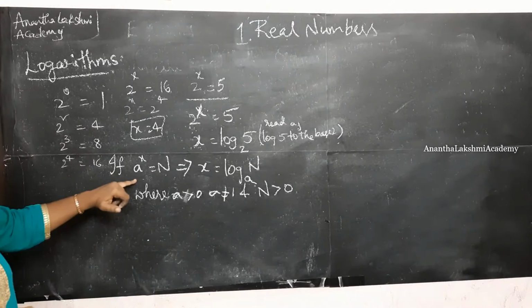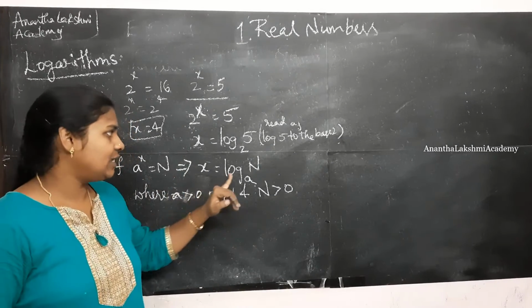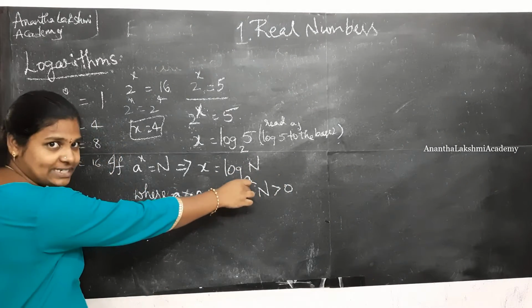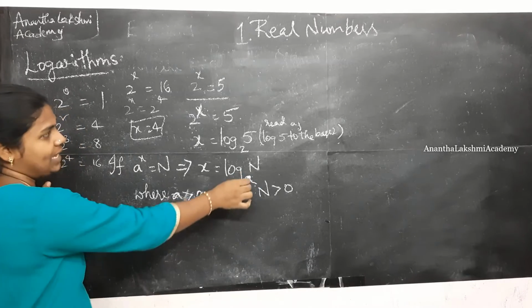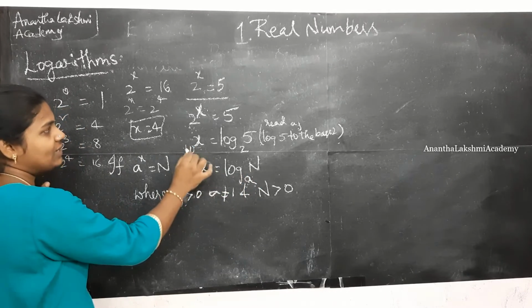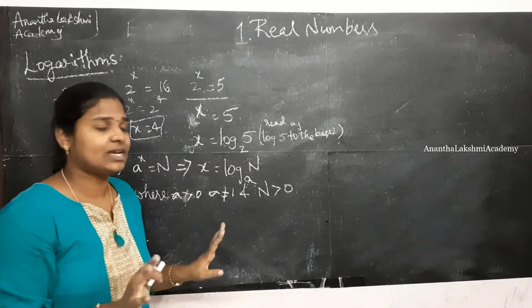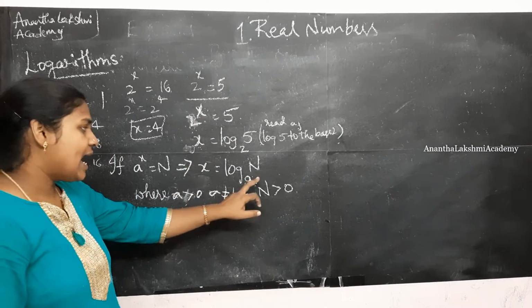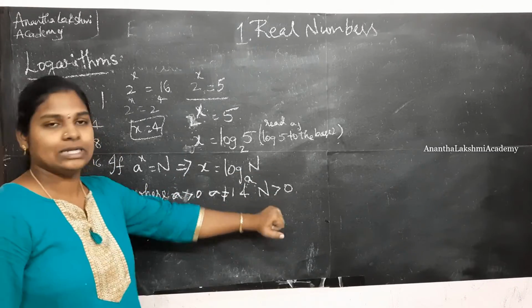If a power x is equal to n, it implies that x is equal to log n to the base a, where a is always greater than 0 and a is not equal to 1. What happens if I substitute 1 in place of a? 1 power x, 1 power anything is 1. So that is never equal to n. A is not equal to 1 and is always greater than 0, and the number n is also greater than 0.